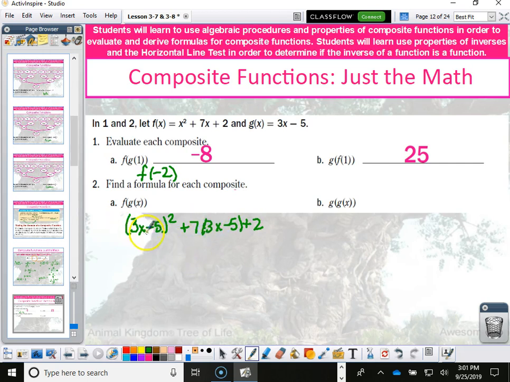So when we expand 3x minus 5 squared, we've got 9x squared minus 30x plus 25, plus 21x minus 35 plus 2. Combine like terms, you got 9x squared. Negative 30 and a positive 21 is a negative 9x.